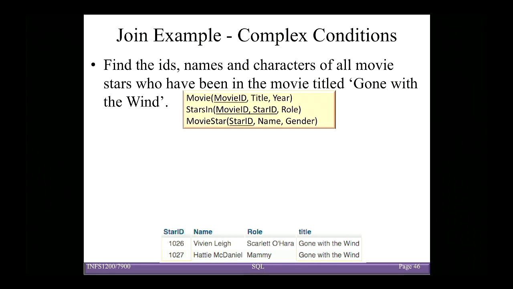Which tables do you need? All 3. Movie, star, and stars in. Do you not need movie? You need the title, right? Title equals, so you need movie too. You need all three.